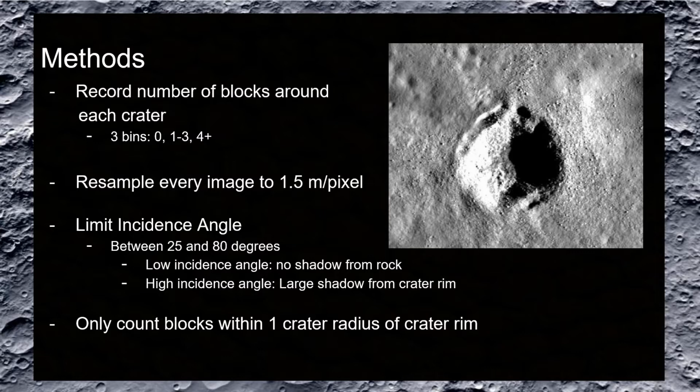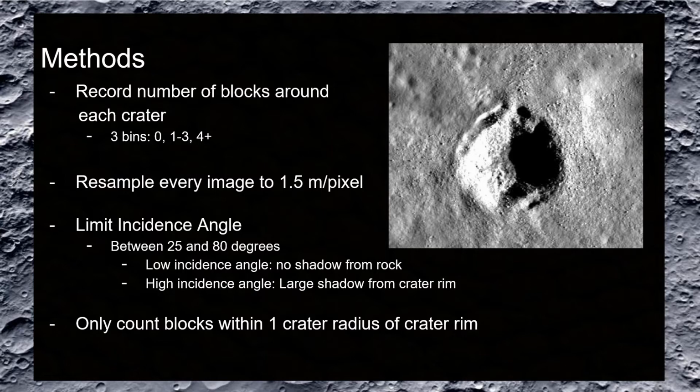There were a few limitations we had to make to be able to consistently see blocks and make fair comparisons between craters. First, we had to reduce the image resolution to 1.5 meters per pixel for each image. All the images we had ranged in image resolution from 0.5 to 1.5 meters per pixel. To be able to make fair comparisons between the images, they had to have the same image resolution, or else we'd be recording blocks in images with 0.5 meters per pixel, despite not being able to see the same size block in a 1.5 meter per pixel resolution image.